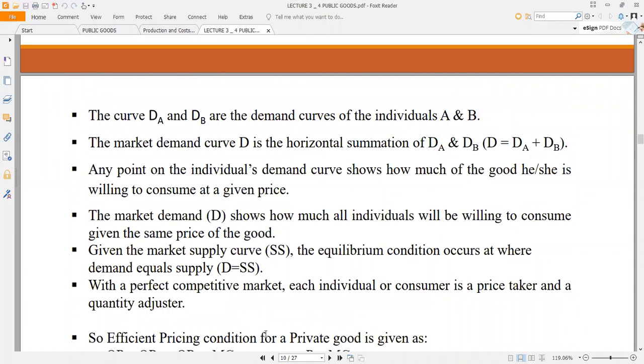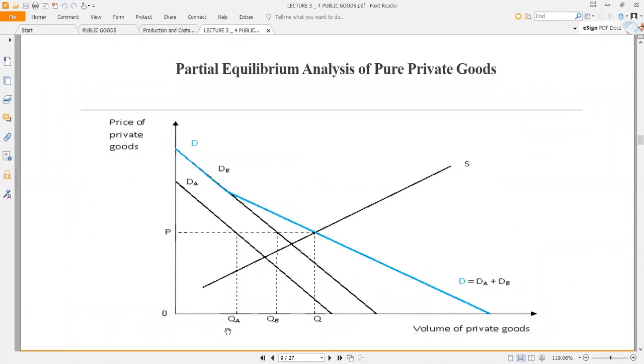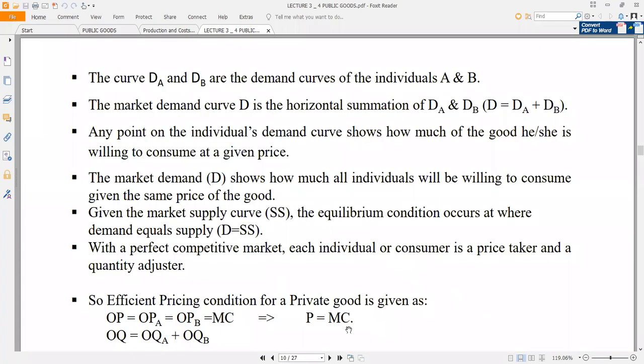Okay, this price over here, individual A is facing a price OP. We can call it OPA just to denote that that's the price that A faces. But because it's a competitive market, individual B is also faced with price OPB. But they are both the same. OP is the same as OPA, is the same as what? OPB, because it's a competitive market. They are all faced with the same price. So OP should be equal to OPA, should be equal to OPB.